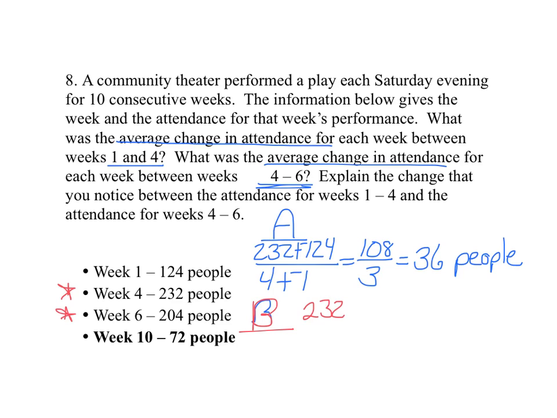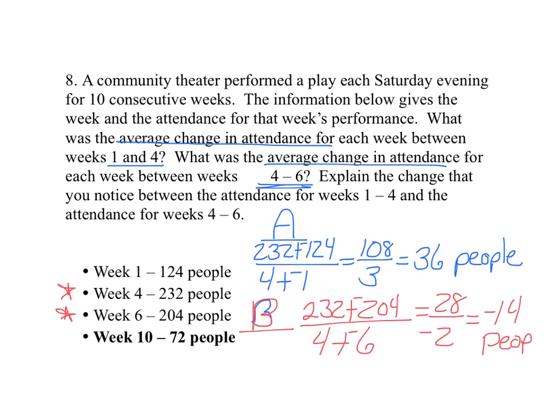So 232 minus 204, and then over 4 minus 6. 232 minus 204, I get 28 over negative 2, or negative 14 people. You actually can't have negative 14 people, but that was the change in the attendance. So the attendance actually went down by 14 people each week in between weeks 4 and 6.